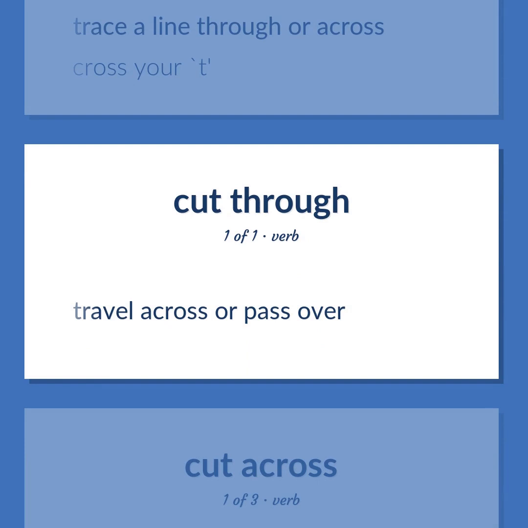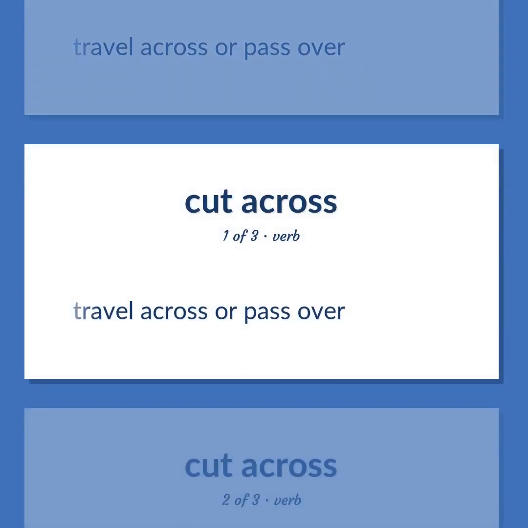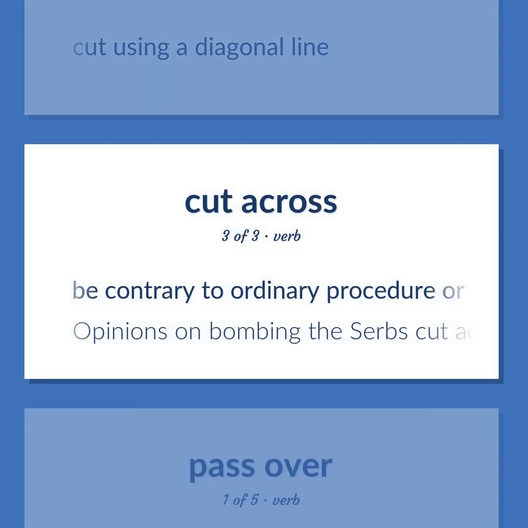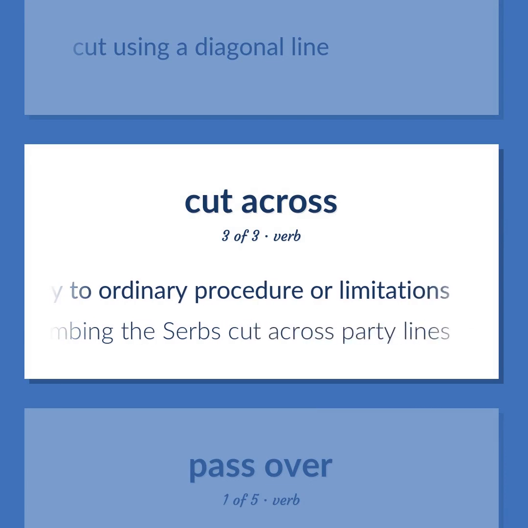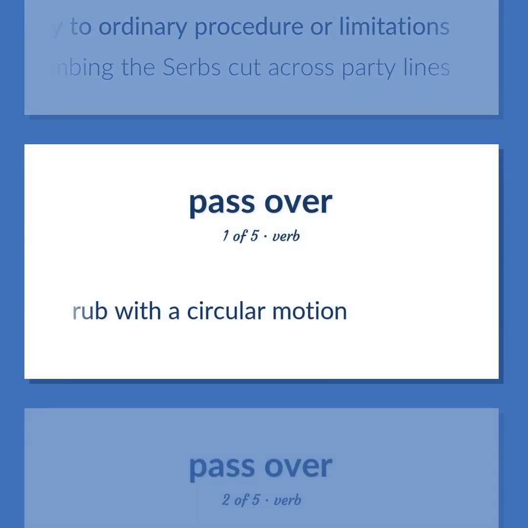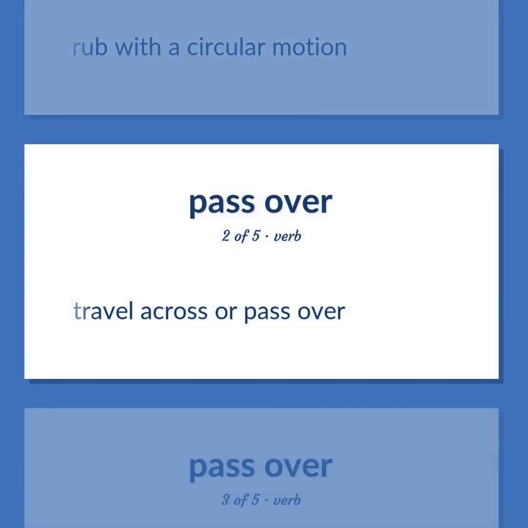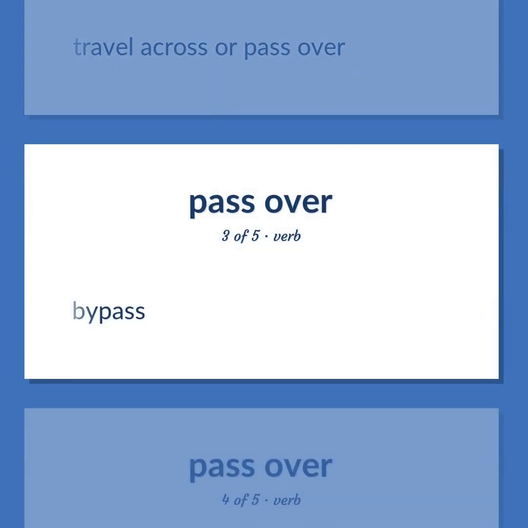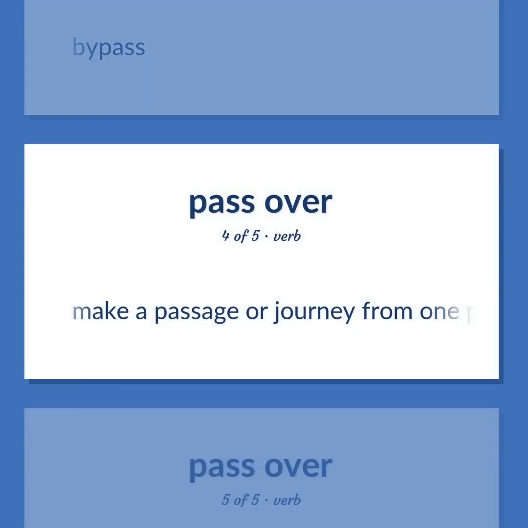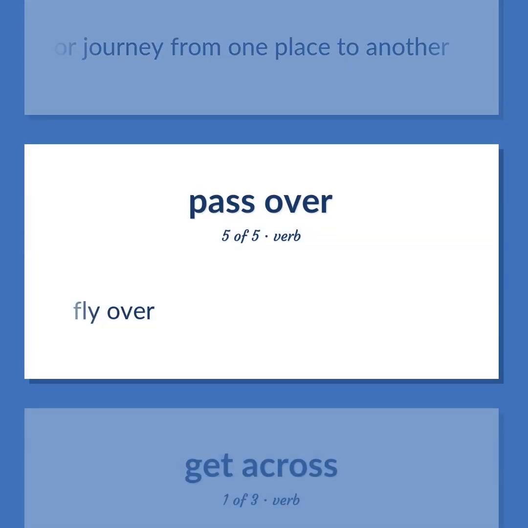Travel across or pass over. Cut using a diagonal line. Be contrary to ordinary procedure or limitations. Opinions on bombing the Serbs cut across party lines. Rub with a circular motion. Travel across or pass over. Bypass. Make a passage or journey from one place to another. Fly over.